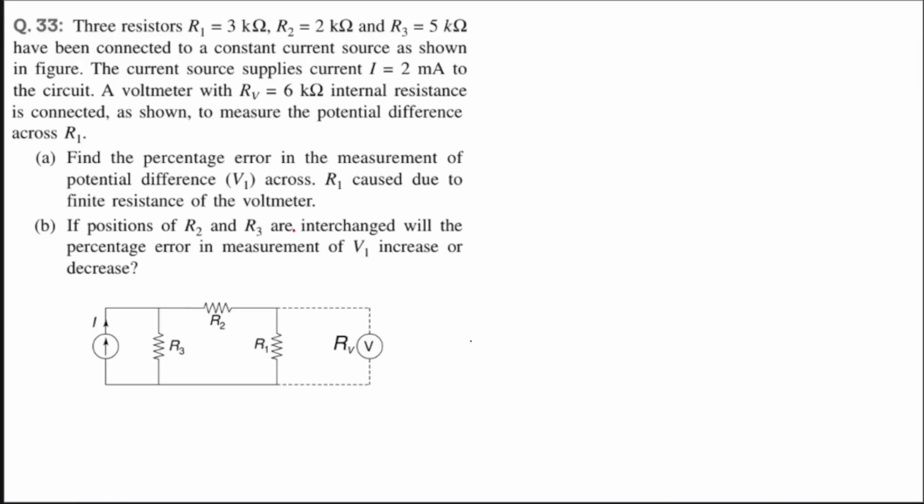Let us for now get at this one. There are three resistors, their values are indicated over here and they are connected as shown in the diagram. Then there is one voltmeter which is used here in order to calculate the potential difference across R1. And there is this source of current which is sending out a current of the value 2 milliampere. And what we are asked in the first case is the percentage error in the measurement of potential V1 across R1 caused due to the finite resistance of the voltmeter.